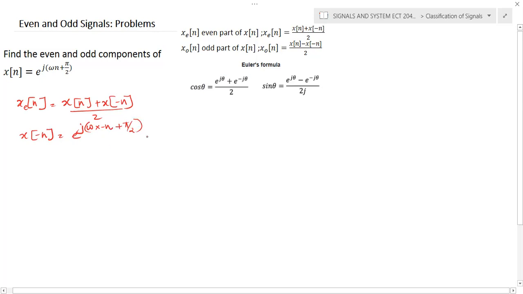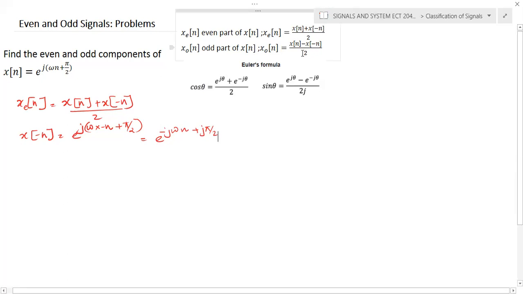Okay, and if you rearrange this equation, you will get e raised to minus j omega n plus j pi by 2, because j is common, so I can split these two terms: e raised to j omega minus n plus e raised to j pi by 2.